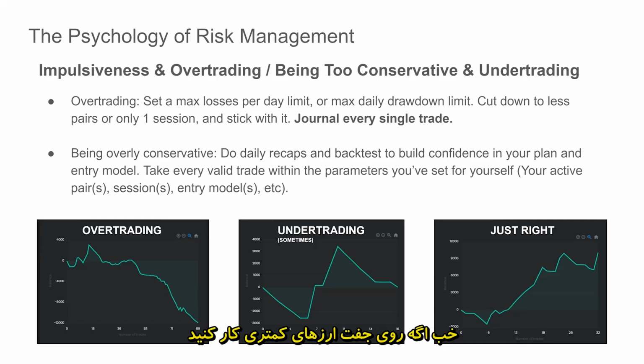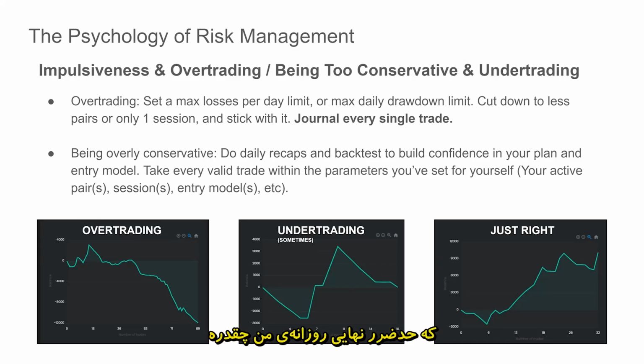If you cut down to fewer pairs or only one session, that's another way of fixing it a little bit. That's something that I've done and I'm still doing. I basically just trade EU. I'm only now, like a year later, warming up to AU again, and I'm looking to trade it in 2022. And remember to journal every single trade.